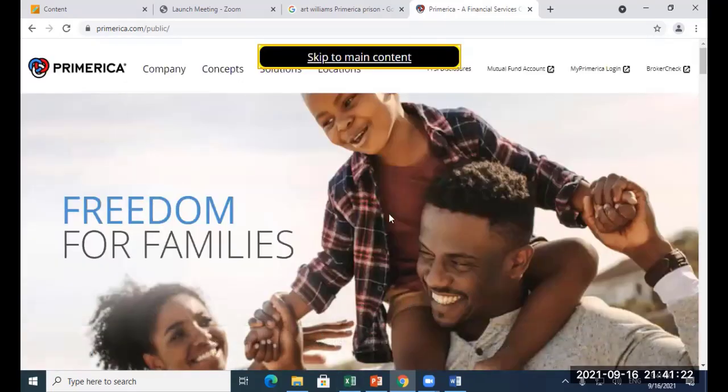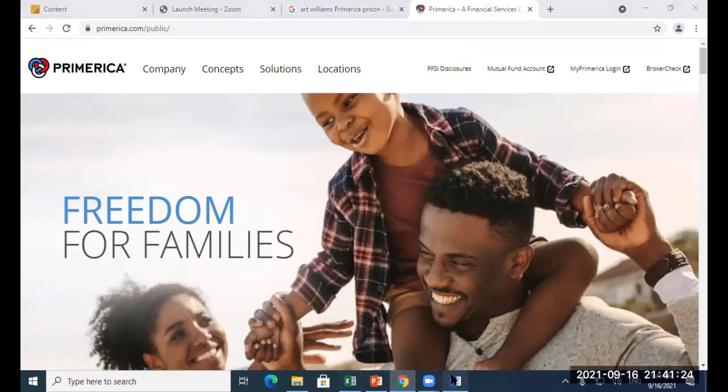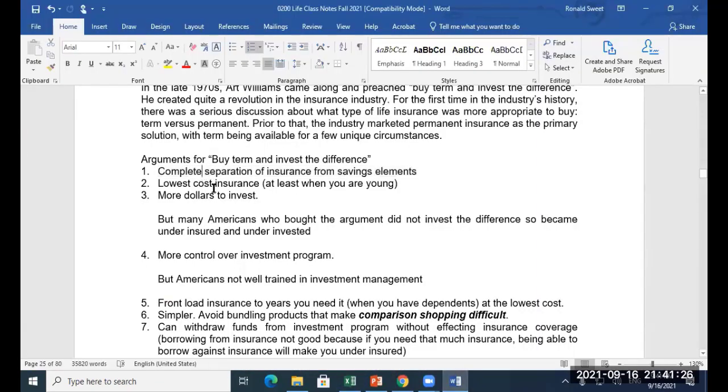All right, so let's look at the notes here. So the first argument they made, I like this argument. It's complete separation between the savings and the insurance. If you need insurance, buy insurance. If you need to invest or save, invest or save. There's no reason to bundle that into one product. That makes some sense to me. Just because a company has great life insurance doesn't mean it has great investments. So let's separate these two. Let's get the best of both.